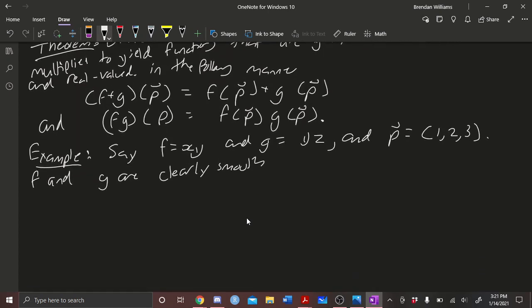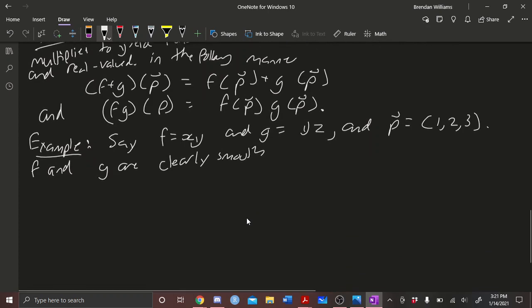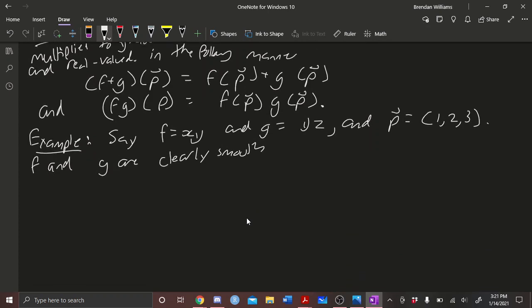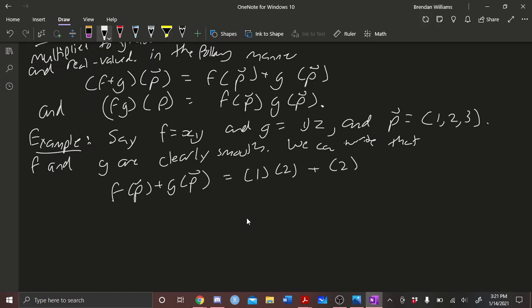And it's also true because it's just polynomials. So we can write that f of p plus g of p is equal to 1 times 2 plus 2 times 3. Just substituting in our values of the point. Okay, that's 8.